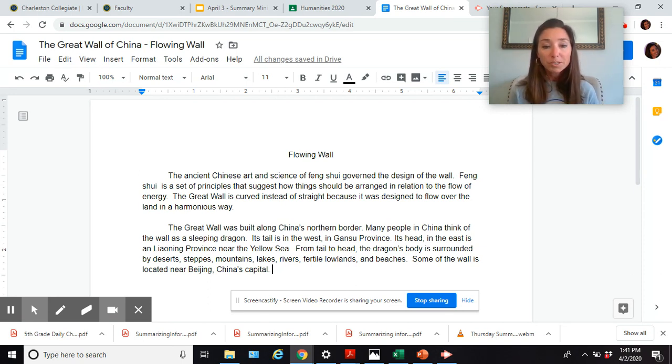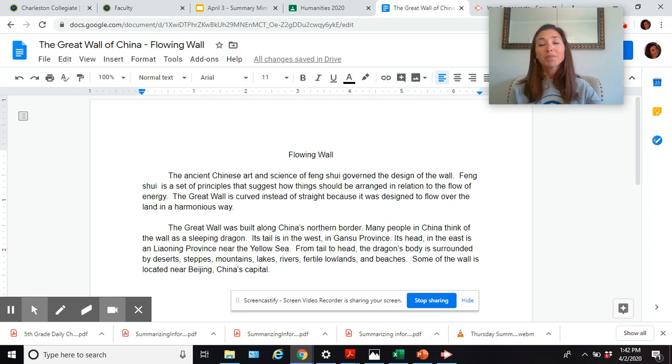The Great Wall was built along China's northern border. Many people in China think of the wall as a sleeping dragon. Its tail is in the west in Gansu province. Its head is in the east in Liaoning province near the Yellow Sea. From tail to end, the dragon's body is surrounded by deserts, steppes, mountains, lakes, rivers, fertile lowlands, and beaches. Some of the wall is located near Beijing, China's capital.